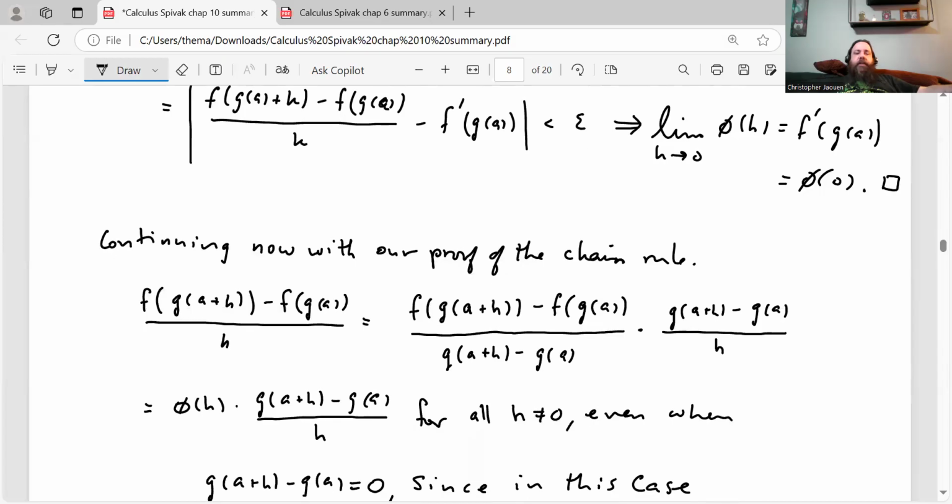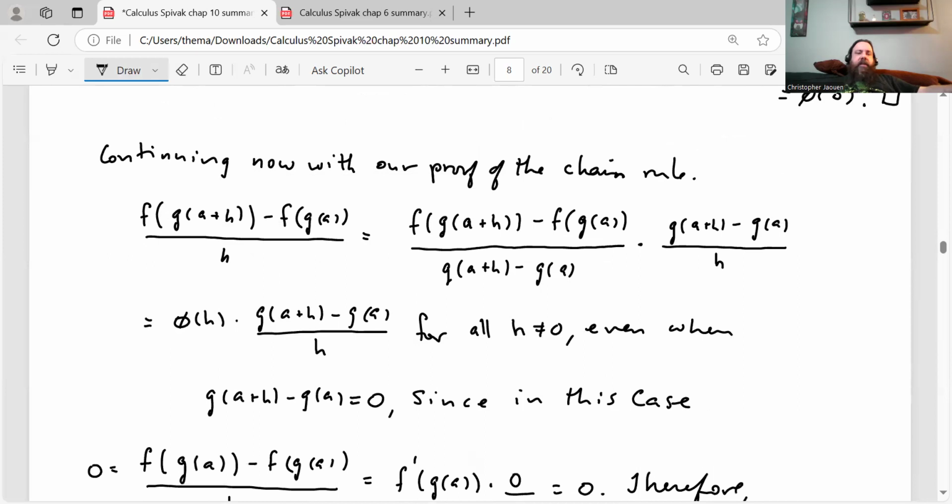All right, continuing now with our proof of the chain rule, now that we have all that stuff about phi. f of g of a plus h minus f of g of a over h is the same thing as f of g of a plus h minus f of g of a over g of a plus h minus g of a, times g of a plus h minus g of a over h. All we did was multiply the top and the bottom by g of a plus h minus g of a, which is equal to 1, so that doesn't change the value of anything, provided that g of a plus h minus g of a is not zero, right?